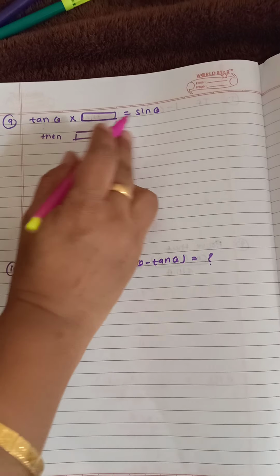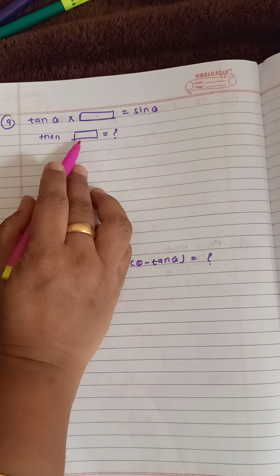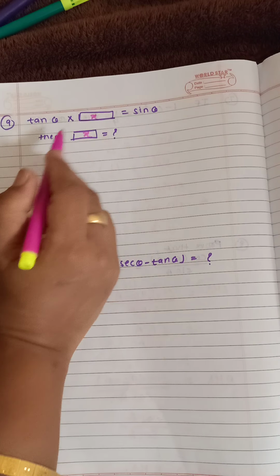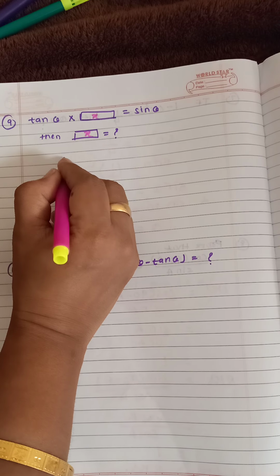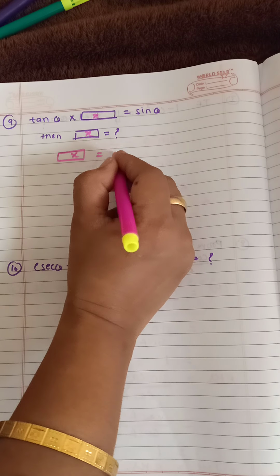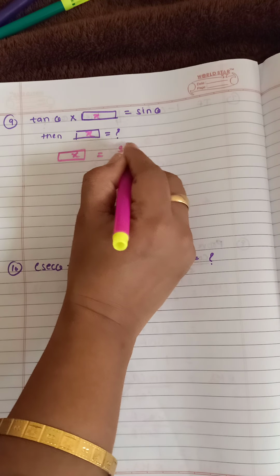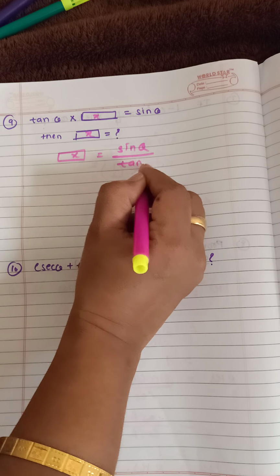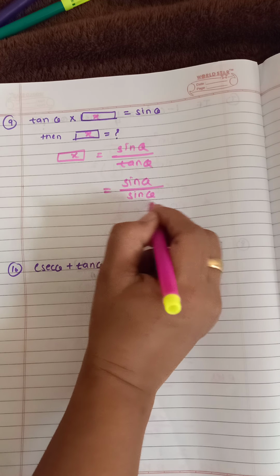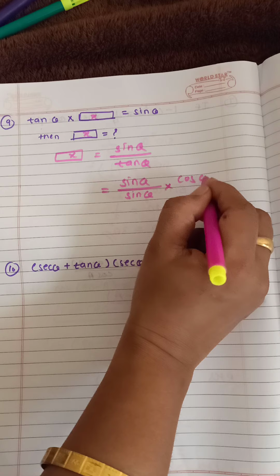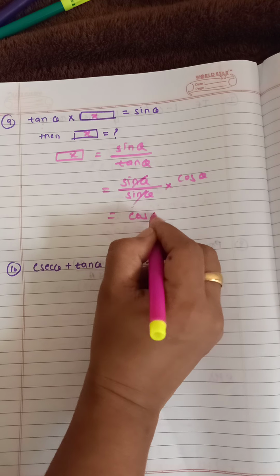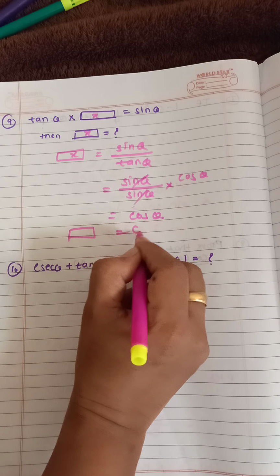Tan theta into dash is equal to sin theta. Then we have to find out the value for dash. So just to understand, I am taking x over here. So tan theta into x is equal to sin theta. Then find out the value for x. So x in that box is equal to, first copy the question, then write: this tan theta will come to the denominator, sin theta upon tan theta. Now this is sin theta, and tan theta means sin theta upon cos theta. So that upon we will write in the numerator. Double denominator will go to the numerator. This will get cancelled, and this is cos theta. So the answer is cos theta.